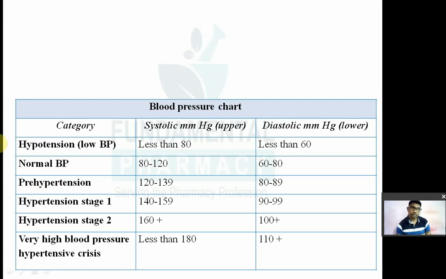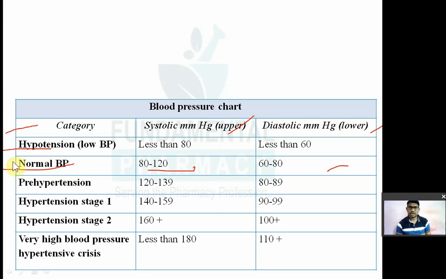Category means type of hypertension or hypotension. Now, what is the normal blood pressure? Normal blood pressure is systolic blood pressure 80 to 120 and diastolic blood pressure 60 to 80. That means normal blood pressure is around 120 systolic and 80 diastolic. Okay, that is normal blood pressure. So if it is less than this, that is known as hypotension. Hypotension means low blood pressure.